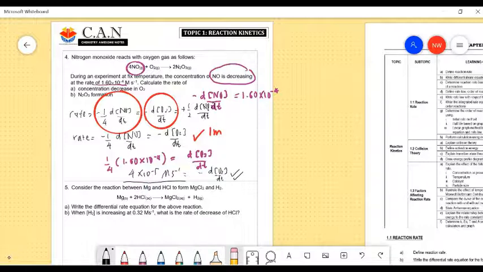Okay, ataupun you boleh buat dalam bentuk ayat lah. So, rate decreasing of O2 concentration is 4 kali 10 negatif 5 ms negatif 1. Okay. So, kita pergi soalan seterusnya.